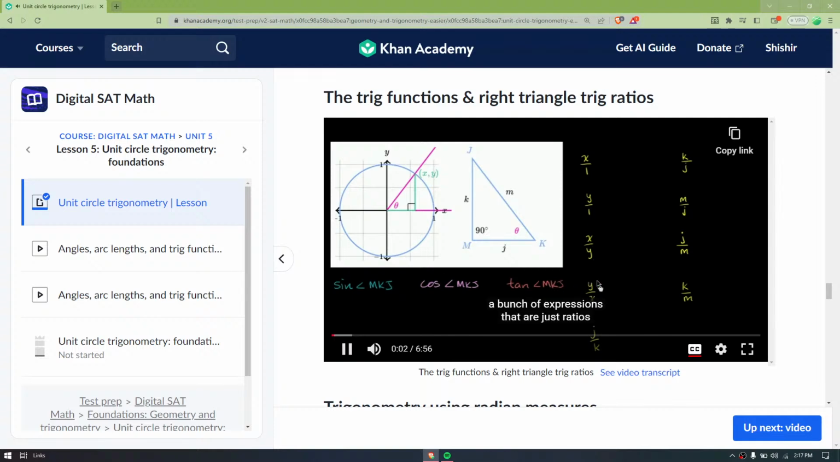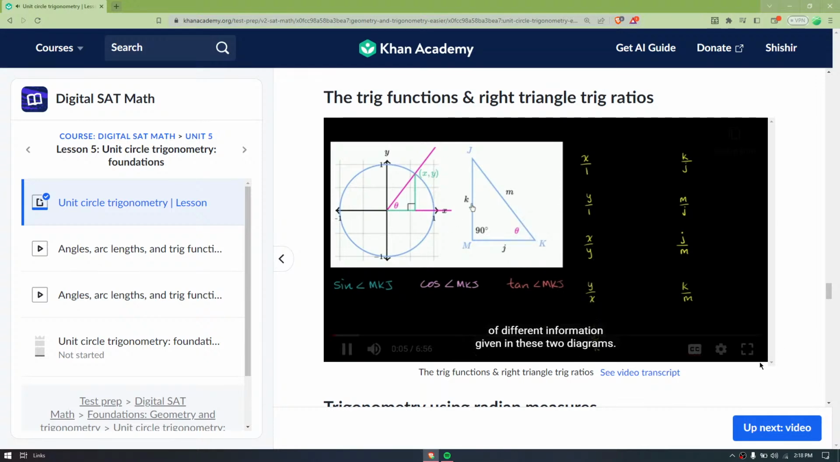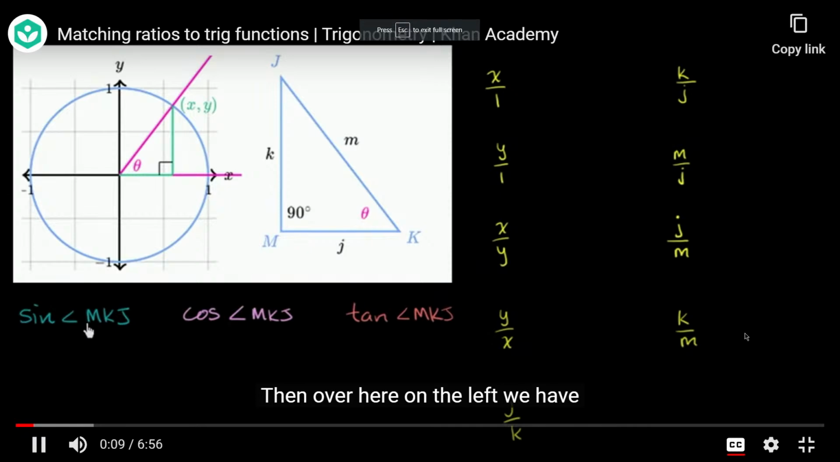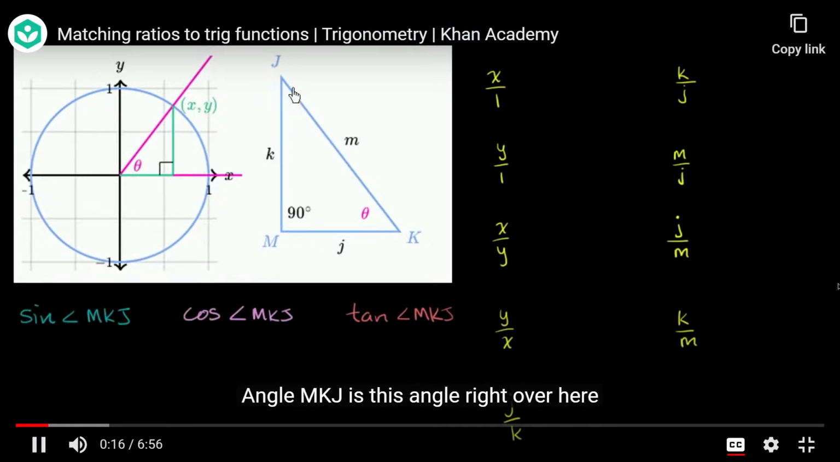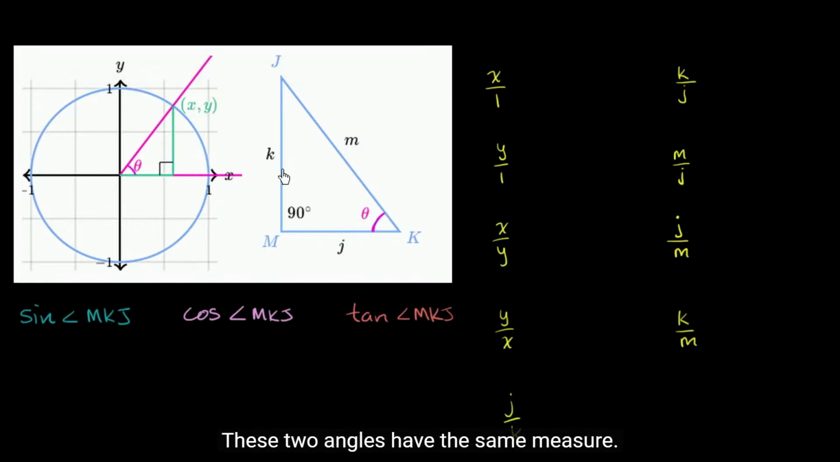On the right-hand side, we have a bunch of expressions that are just ratios of different information given in these two diagrams. And then over here on the left, we have the sine of angle MKJ, cosine of angle MKJ, and tangent of angle MKJ. And angle MKJ is this angle right over here, same thing as theta. So these two angles have the same measure. We see that right over there.